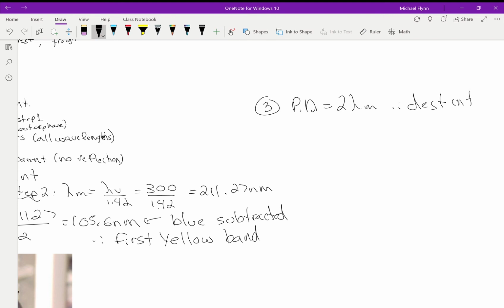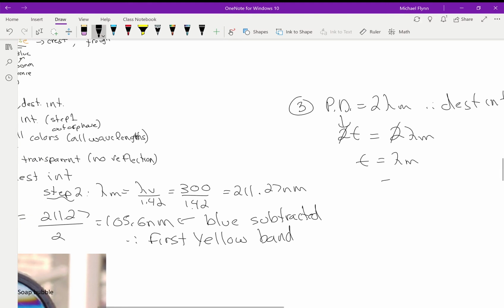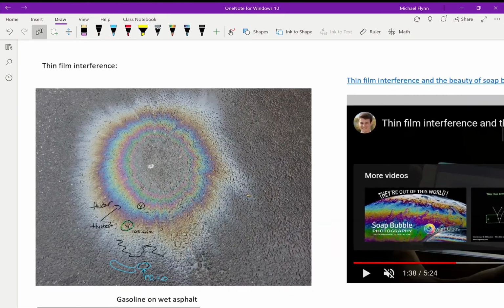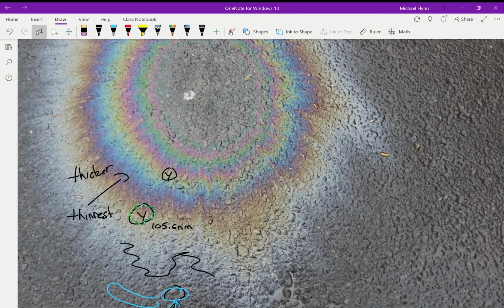So what you're going to do is write 2t equals 2 wavelengths in the medium. The path difference is always twice the thickness. You cancel out the 2 this time and you end up with t equals just the wavelength in the medium. Well, the wavelength in the medium is 211.27 nanometers. That's for blue light. So blue light will be subtracted again when the film gets to 211 nanometers.